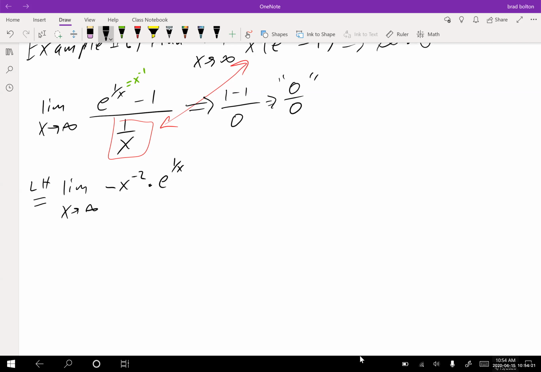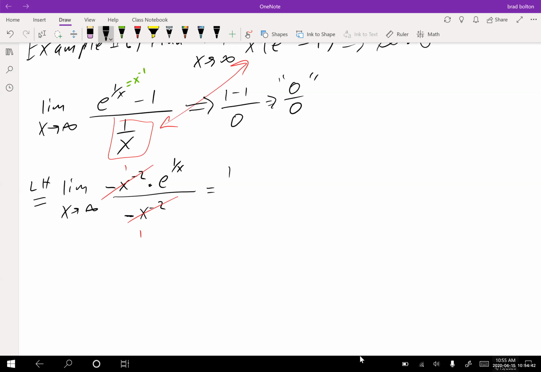That's my chain rule on my exponential e to the x function, over, or divided by, now what's the derivative of 1 over x? It's negative x to the negative 2, right? So I took the derivative of the numerator and the denominator. These will cancel. It'll become 1, right?